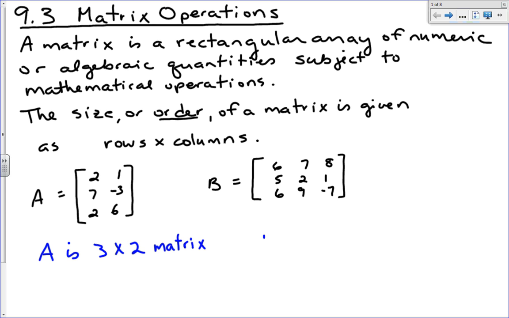And B is 3 rows, 3 columns. So it's a 3 by 3 matrix. When the number of rows is equal to the number of columns, we also call that a square matrix.